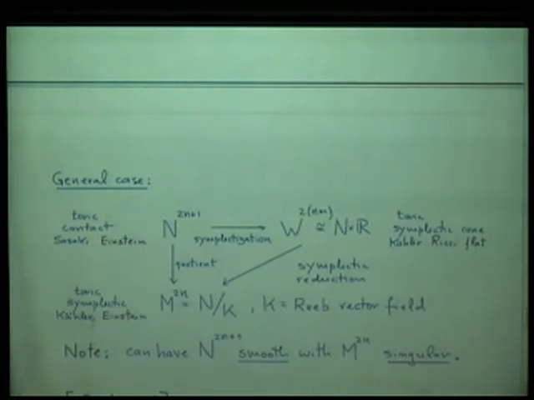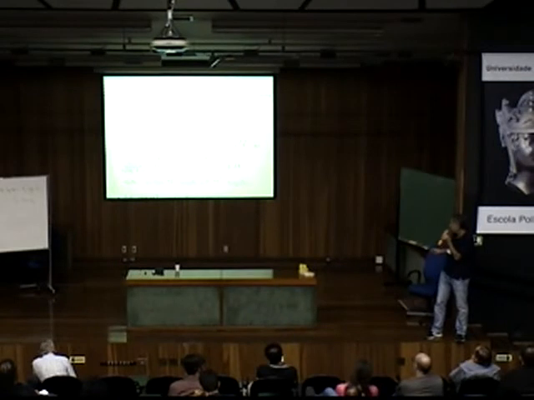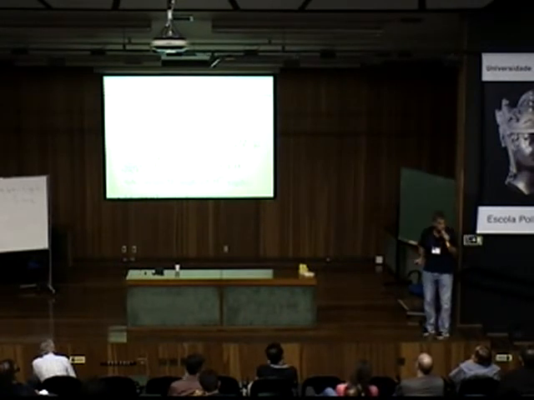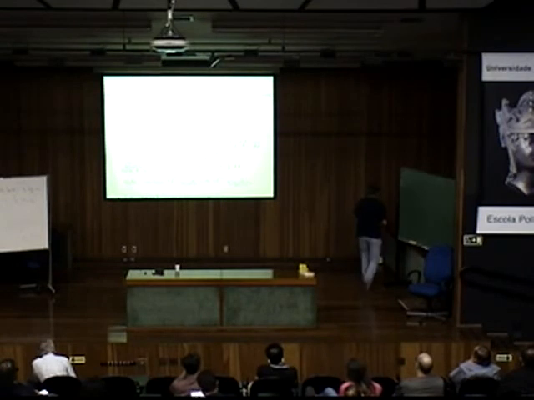Okay? It's perfectly possible to have a mess down here and a perfectly nice, smooth thing, Sasaki, Einstein, contact, toric, whatever, up here. And this is exactly the situation that happened in those examples of Martelli, Sparks, Waldron, and Gauntlett, those four MSWG guys. So let me tell you what.